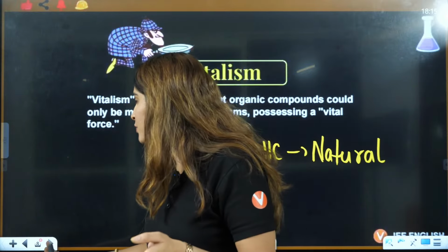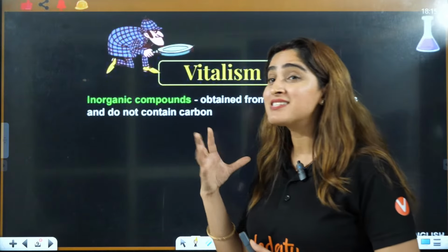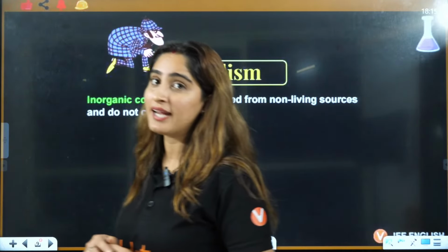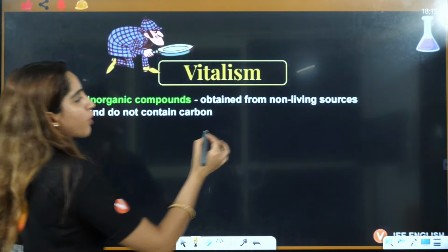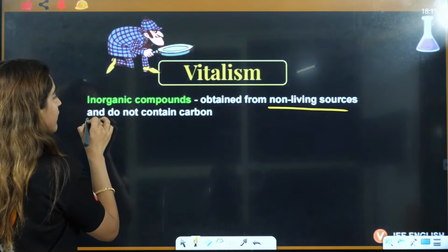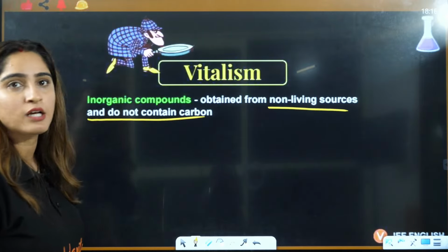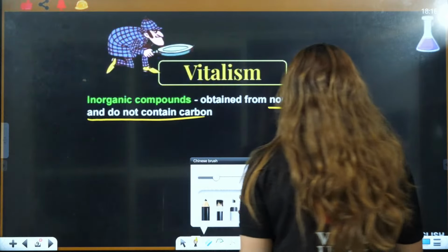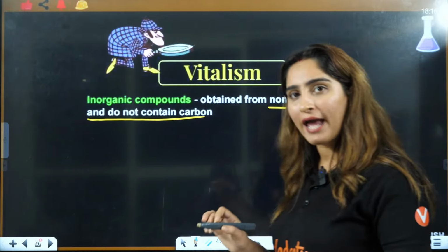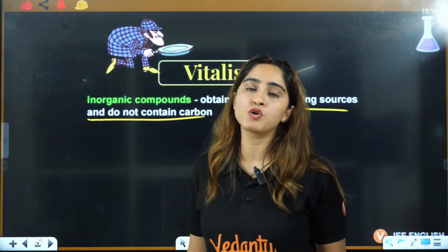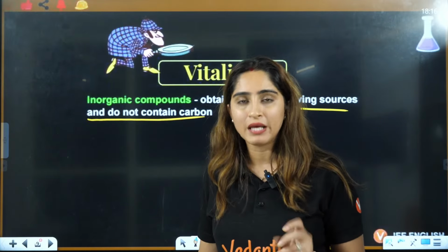Now, after that, what happened? One scientist called Wohler. Inorganic compounds, if you understand, are obtained from non-living sources that do not contain carbon, right? These are called inorganic compounds. Inorganic compounds we study in inorganic chemistry. Organic compounds we study in organic chemistry, right?